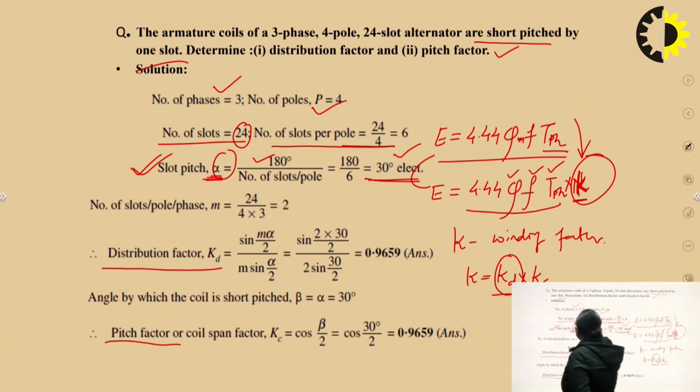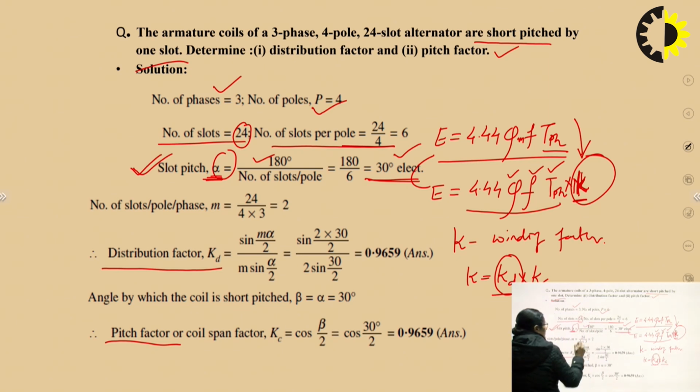Now, the number of slots per pole per phase. That is 24 divided by 4 into 3 comes out to be equal to 2. Now, let us concentrate upon the equation of distribution factor. The distribution factor is given as sin m alpha by 2 upon m sin alpha by 2. We have already defined m, we have already defined alpha. Alpha is the slot angle.